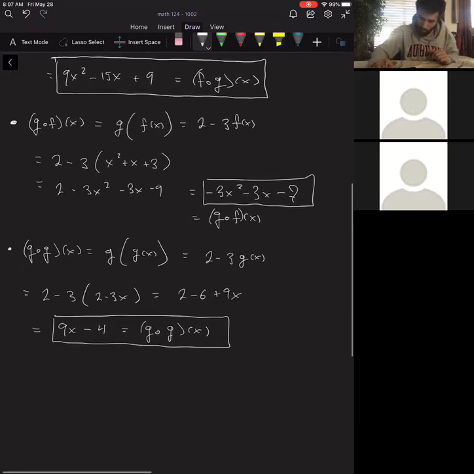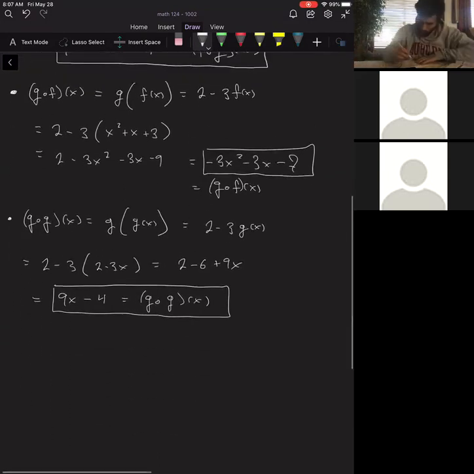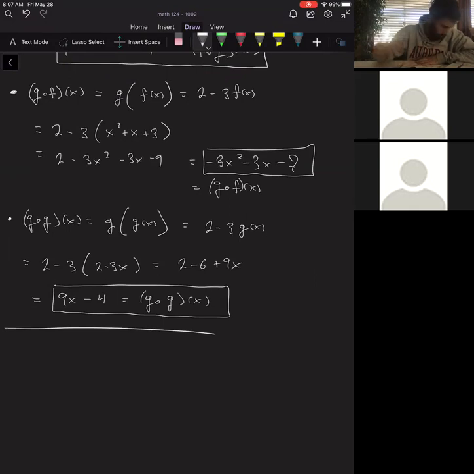Okay. Let's do a different example. We could do one from the book, so I guess problems 1 through 16. In this problem, we're given that f of x is equal to 3x plus 1.